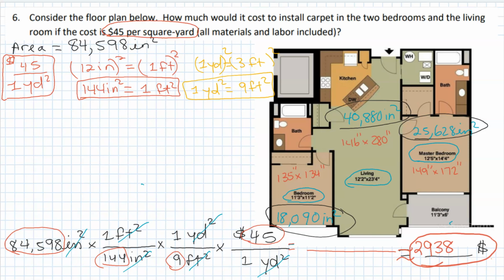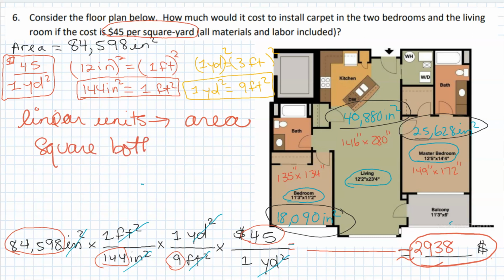Okay, so the lesson here to learn is that to go from a linear unit to a unit of area, we need to square both sides before we use it. Okay, just like that.